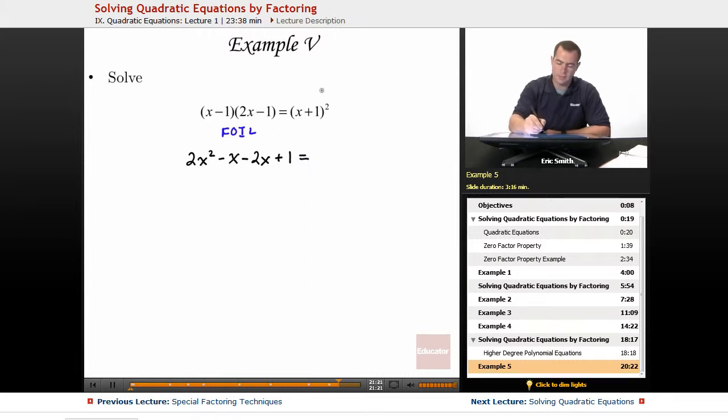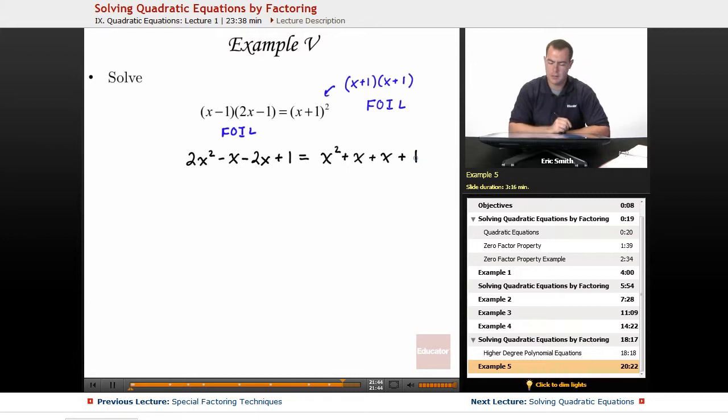Over on the right side of this is the same as x plus 1 times x plus 1. So again, we're going to use FOIL to help us really spread this out. So our first term's on that side, x times x, x squared. Outside terms, x. Inside terms, x. And last terms, 1 times 1, 1. And now I have better freedom on really combining things together.